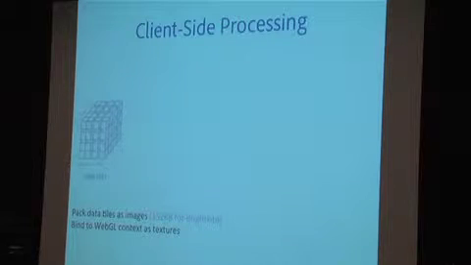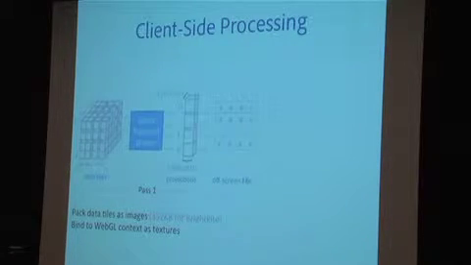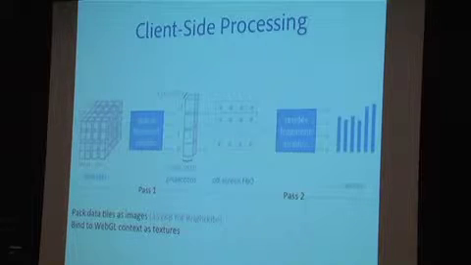For the client-side processing, we pack each of these data tiles as an image because it's easy to bind them as textures to the GPU context. Then we first pass them through a query fragment shader program to compute the roll-up results, and store them as an image on the off-screen frame buffer object. And then from there, we do a second pass and render it on the screen, on the canvas.